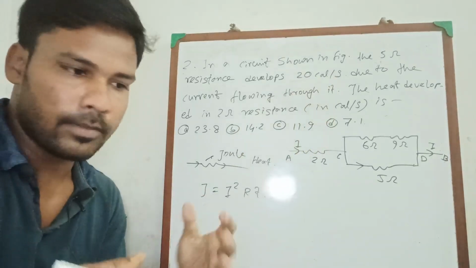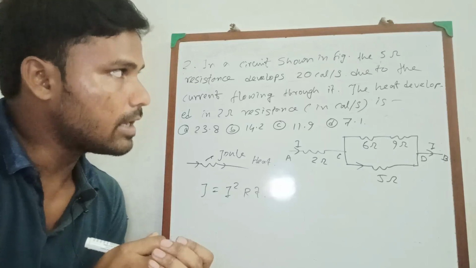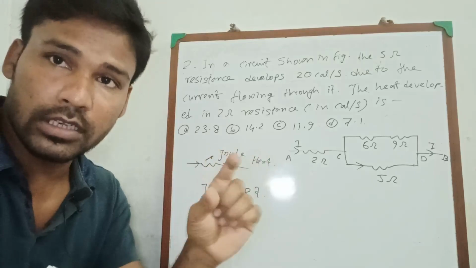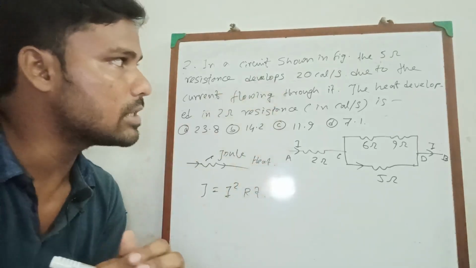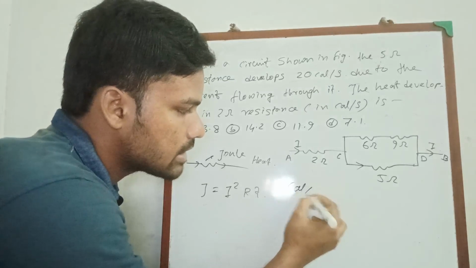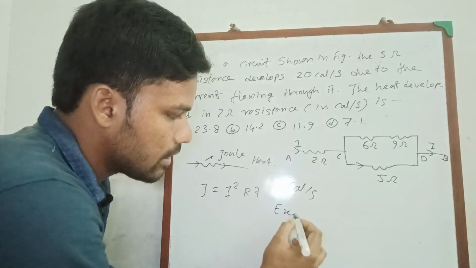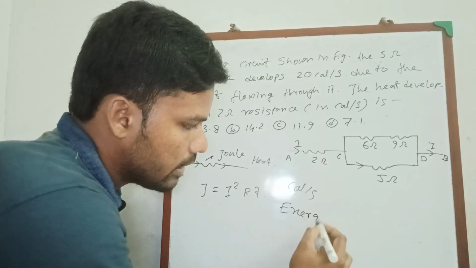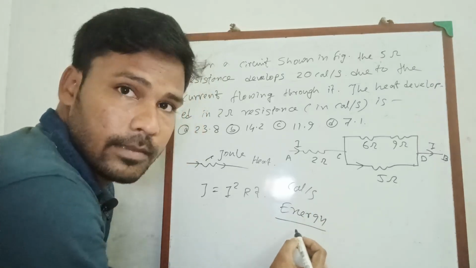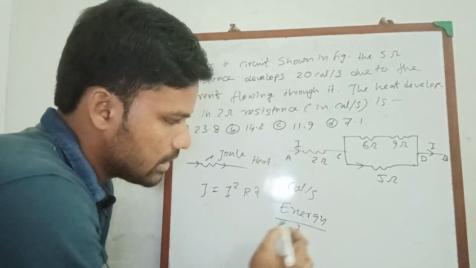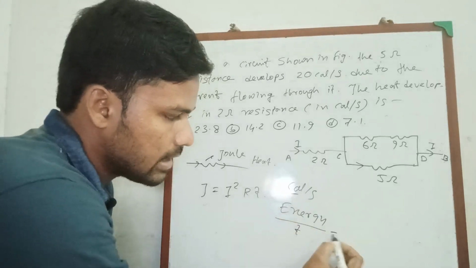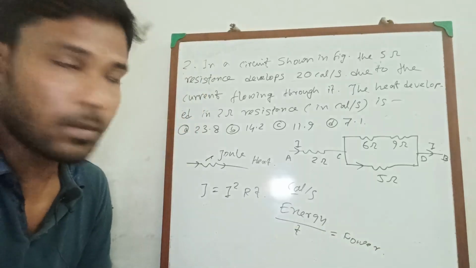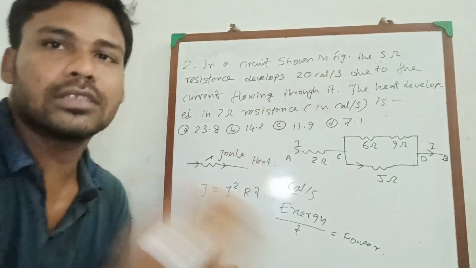As we know, heat is a form of energy, so its unit must be calorie or joule. Calorie is the CGS unit, but here what is given is calorie per second. That means energy divided by second, which is the unit of time. So energy by time, calorie by second, means power. Energy by time means power. So here power is given.